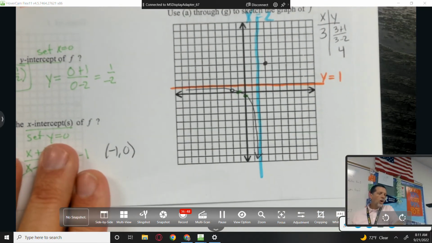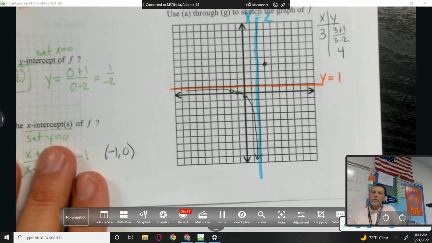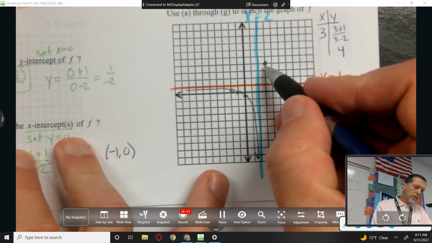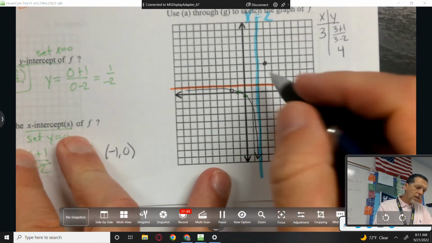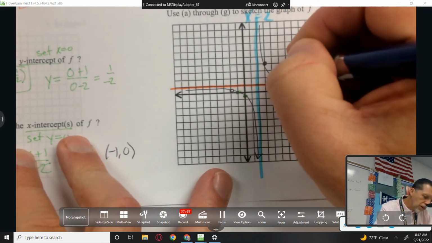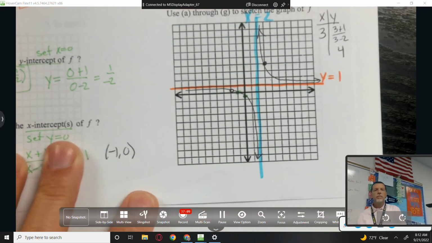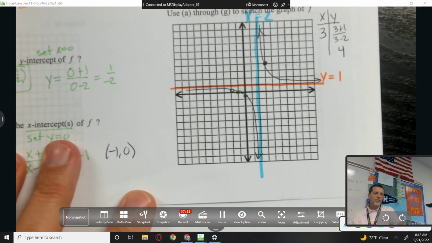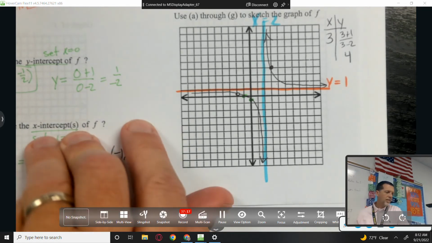Now, all I need is 1 point per branch. So you have to have 1 point per branch. If you want more, you can. So if you really want to see what this thing looks like, you can plug in 4 and 5 and 6. But 1 point is enough, especially after you do a bunch of these. You'll get the hang of what they look like. So there's my graph. That's a lot of pieces.